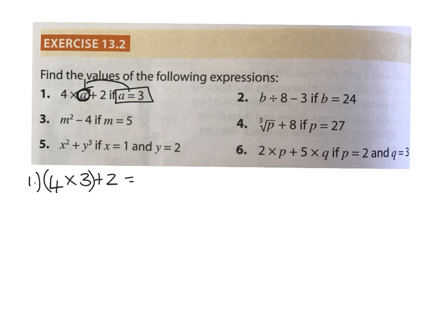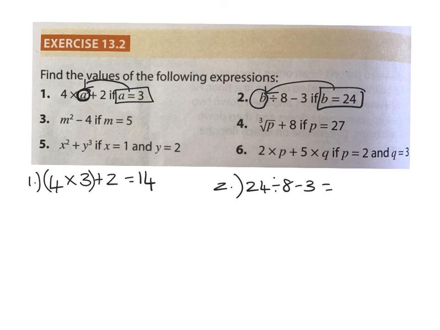When we do this, 4 times 3 is 12. 12 plus 2 is 14. Number 2. Look at B. B is being substituted by a 24. 24 divided by 8 minus 3 is 0. So it's 0 because 24 divided by 8 is 3, and 3 minus 3 is 0.